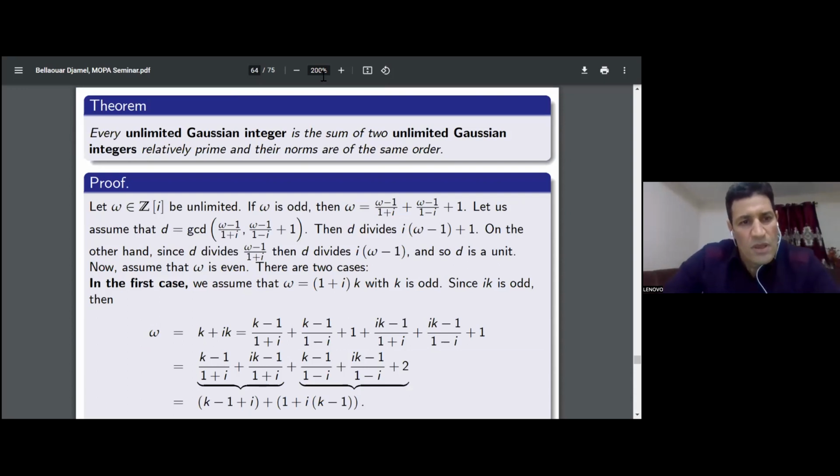We have this theorem: every unlimited Gaussian integer can be written as the sum of two unlimited Gaussian integers having the same order. For the proof, we use the properties of odd and even Gaussian integers, and we use the relation between integers and Gaussian integers.